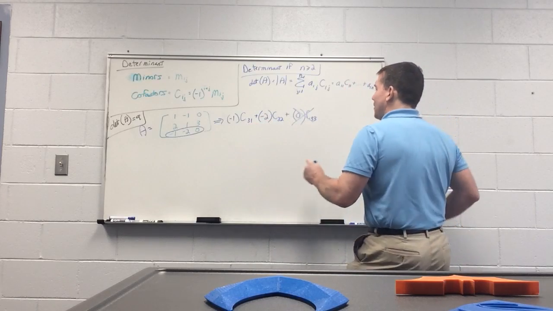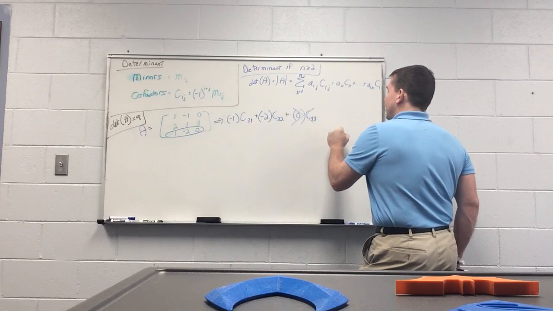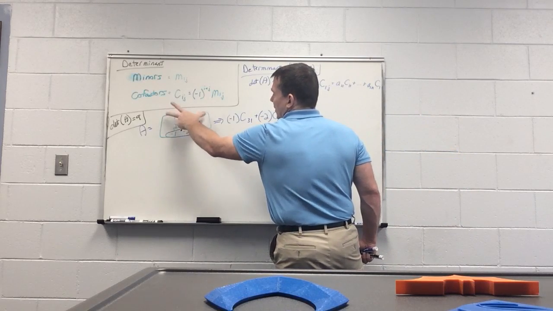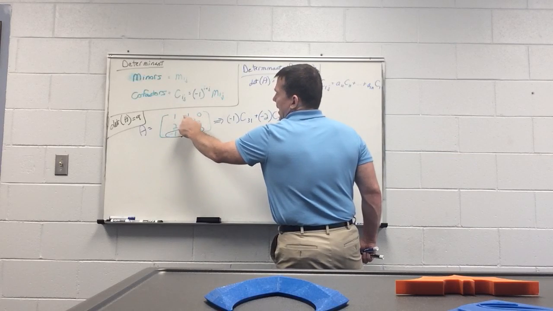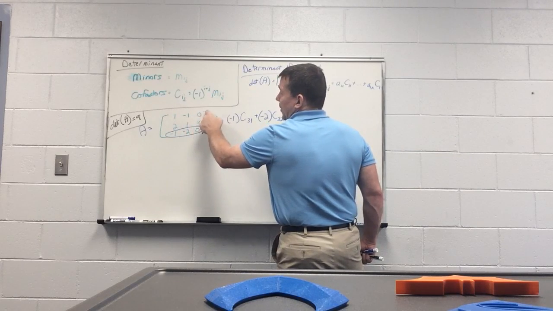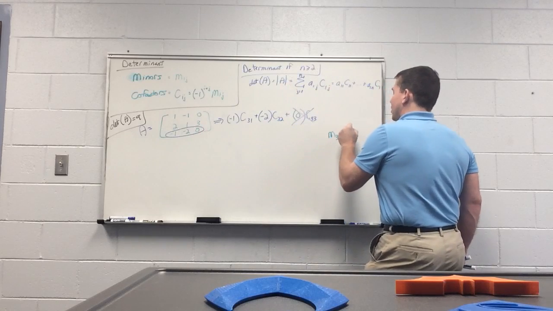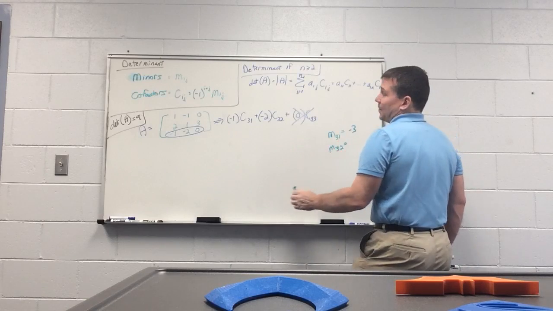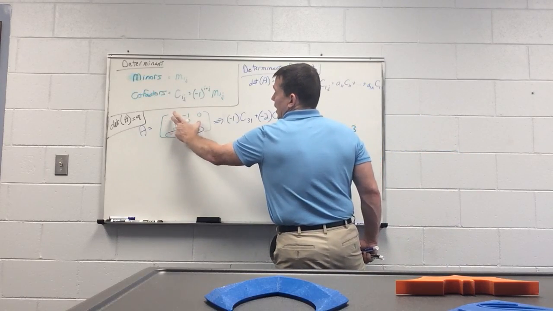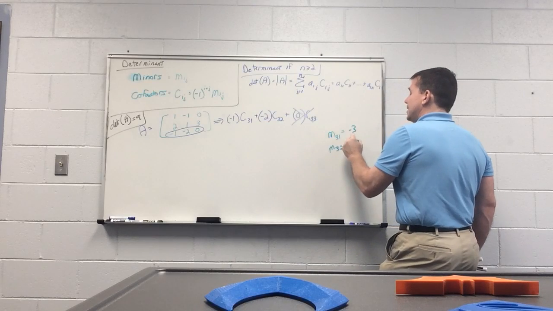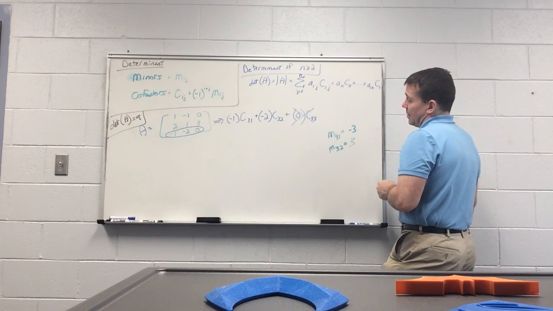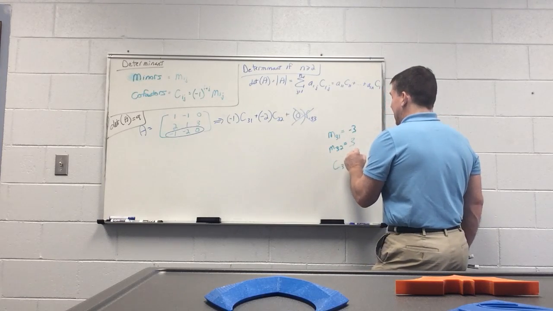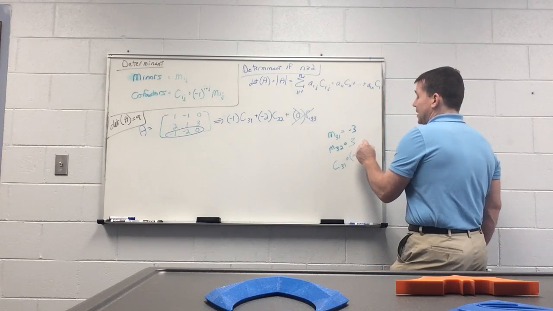So cofactor 3, 1. That means I need M31. Third row, first column right here. Negative 1 times 3 is negative 3. That gives me 0. So it's negative 3. M third row, second column. Here and here. 3 minus 0 is just 3. Now for my cofactors, cofactor 3, 1 is negative 1 to the 3 plus 1, which is 4.